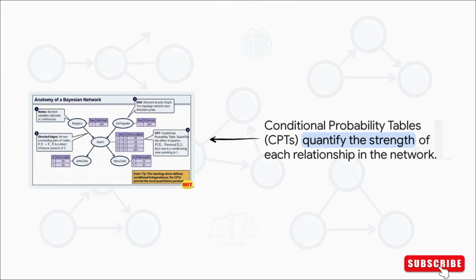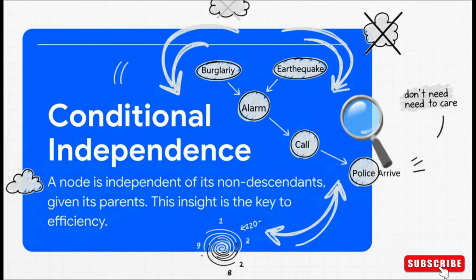And this all leads us to the network's absolute superpower, something called conditional independence. It sounds complicated, but the idea is incredibly simple. It just means that if you want to figure out the probability of the alarm going off, you only need to look at its direct causes, its parents, which are burglary and earthquake. You don't have to worry about anything else further up the chain. This is the killer insight that lets us slash that list of 1 billion probabilities down to just a handful.